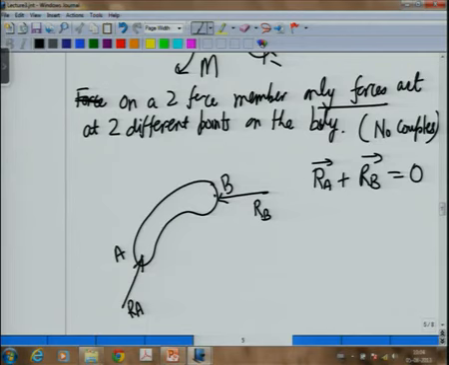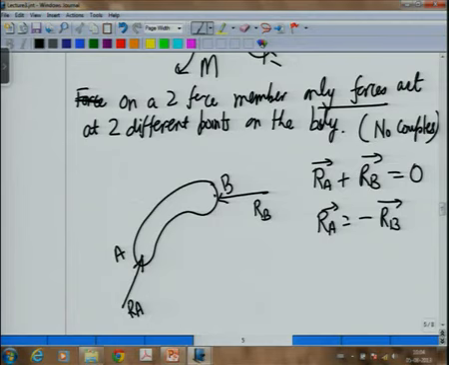What does this tell me? That RA is equal to minus RB. That means in a 2 force member, the 2 forces which are acting at the 2 points have to be equal and opposite if the member is in equilibrium. Okay? Is that fine? That is the first condition.